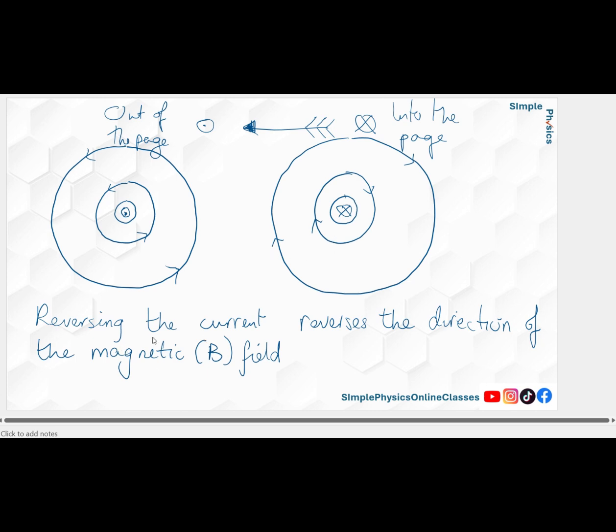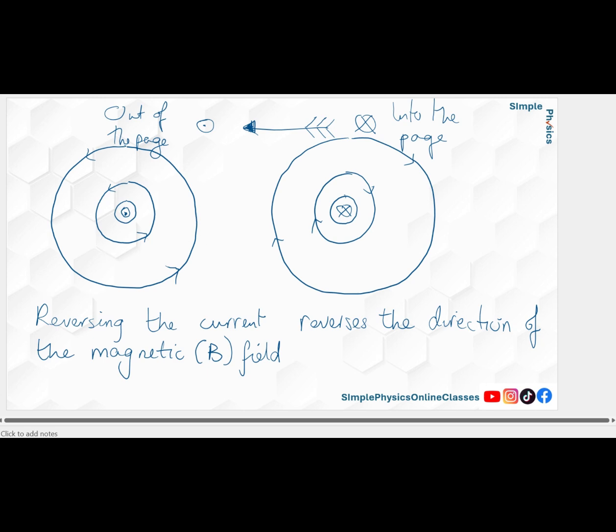Key thing here, reversing the current reverses the direction of the magnetic field. It does not change the size of the field. If you want to change the size of the magnetic field, you change the size of the current. Clearly, the bigger the current, the bigger the magnetic field. Okay, so that's nice and straightforward. In terms of where do we use this? They may expect you to draw the field lines around a straight wire or a conductor.